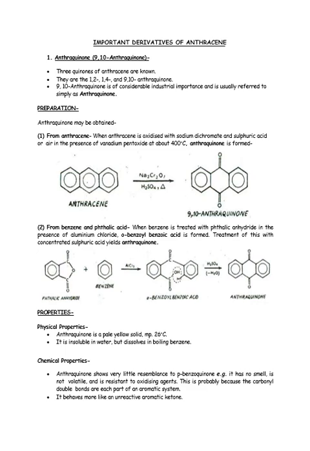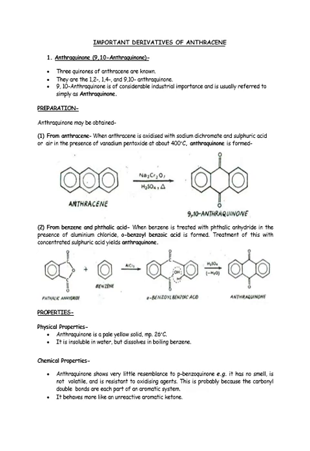Preparation. First, from anthracene. When anthracene is oxidized with sodium dichromate and sulfuric acid, or with air in the presence of vanadium pentoxide at about 400 degrees centigrade, anthraquinone is formed. Next, from benzene and phthalic anhydride. Phthalic anhydride is treated with benzene in the presence of aluminum chloride. In this reaction, first of all, ortho-benzoyl benzoic acid is formed. Treatment of this with concentrated sulfuric acid yields anthraquinone.